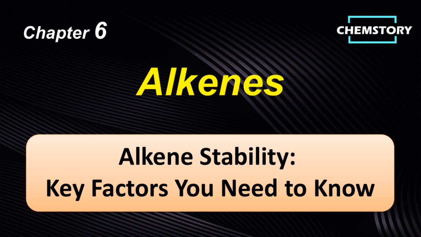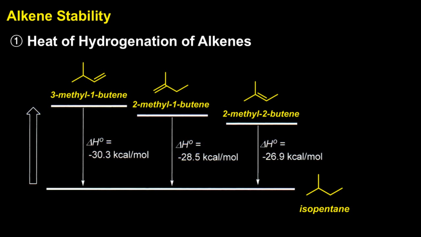Let's get started. So first, how do we actually measure alkene stability? One simple and reliable method is by looking at the heat of hydrogenation. When an alkene reacts with hydrogen gas and becomes an alkane, it releases energy, and that energy change is called enthalpy, or delta H. Here's the key idea. The less energy it releases, the more stable the original alkene was.